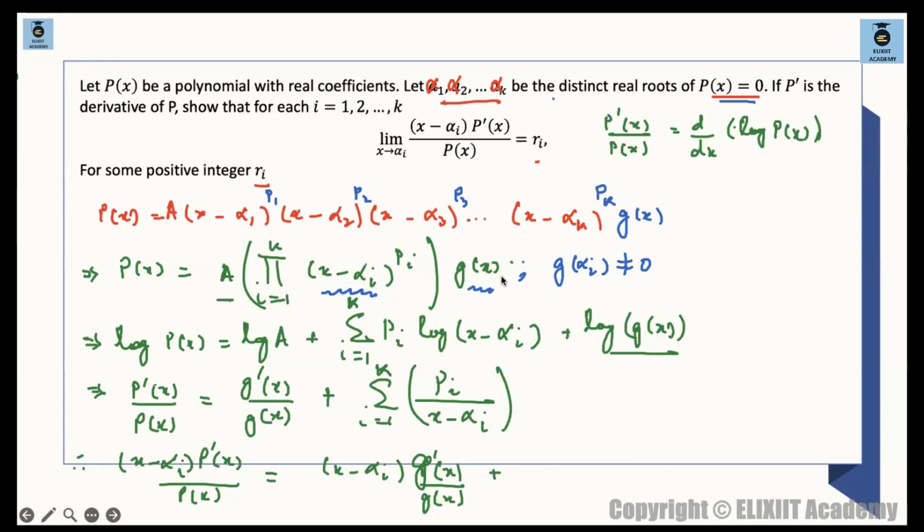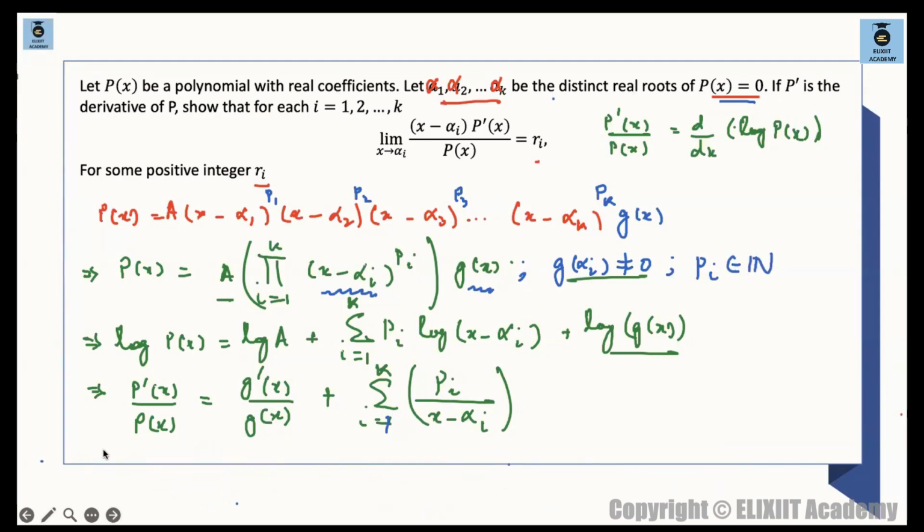One more condition you should mention over here is basically about the pi's. Pi's are basically natural numbers. Pi's are the repeating thing, the number of times the values are repeating. So pi's will be natural numbers. You multiply with x minus alpha i over here, because that's what we need to find out: x minus alpha i p dash of x divided by px. And g dash of x divided by gx, then multiplied by x minus alpha i.